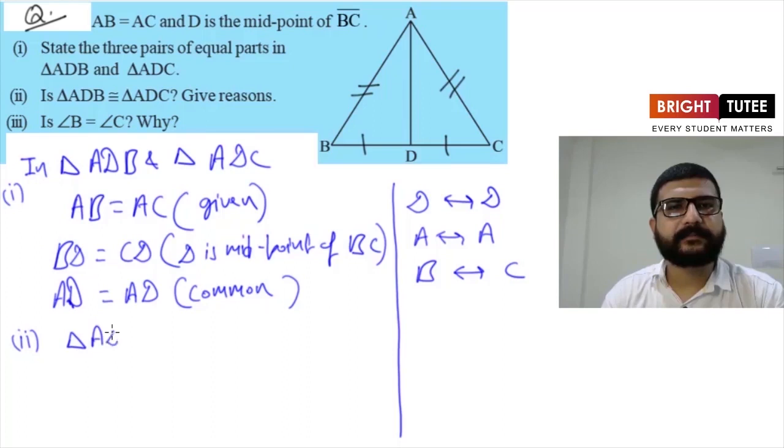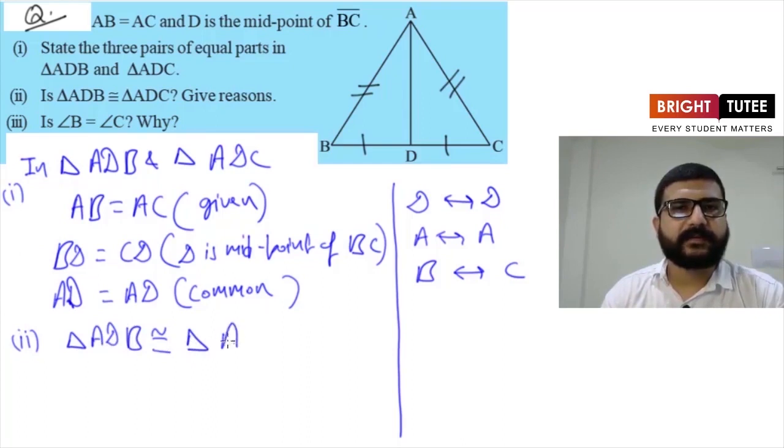Triangle ADB is congruent to triangle. Instead of A, we'll get A only because A corresponds to A, and then we have D here, so it will be D here as well because D corresponds to D, and then here we have B, so here it will be C because B corresponds to C. So it means now we are having triangle ADB is congruent to triangle ADC. So it means the answer for this question will be yes.